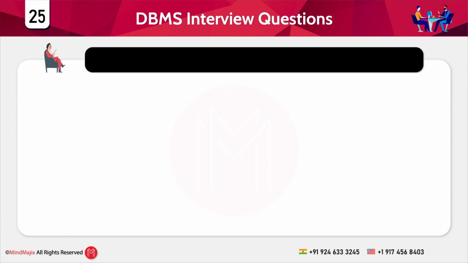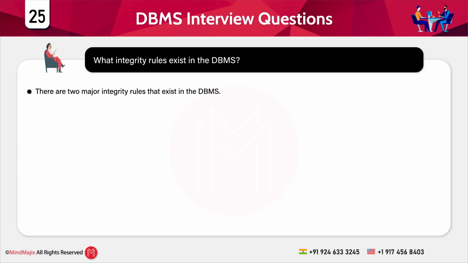The next question is, what integrity rules exist in the DBMS? There are two major integrity rules that exist in the DBMS. The first one is entity integrity and the second one is referential integrity. Entity integrity states a very important rule that the value of a primary key can never have a null value. We have already seen what a primary key is in the previous question. So entity integrity only states that you cannot have a null value for a primary key.